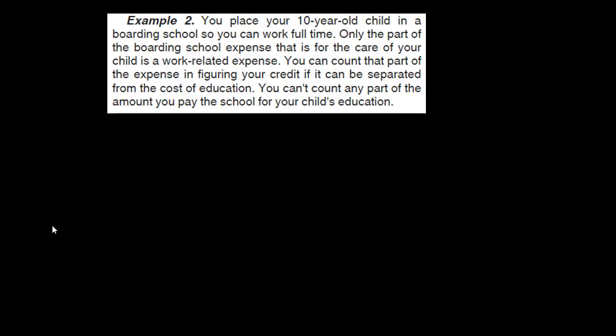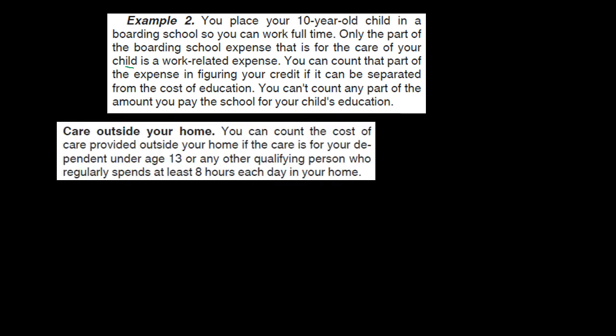Example 2. You place your 10-year-old child in a boarding school so you can work full-time. Only the part of the boarding school expense that is for the care of your child is a work-related expense. So in a boarding school situation, only the part related to that is work-related. You can count that part of the expense and figure it in your credit if it can be separated from the cost of education. You can't count any part of the amount you pay the school for your child's education. So education isn't the purpose here, although the purpose here is, of course, to allow someone the ability to work. That's the point of the credit.